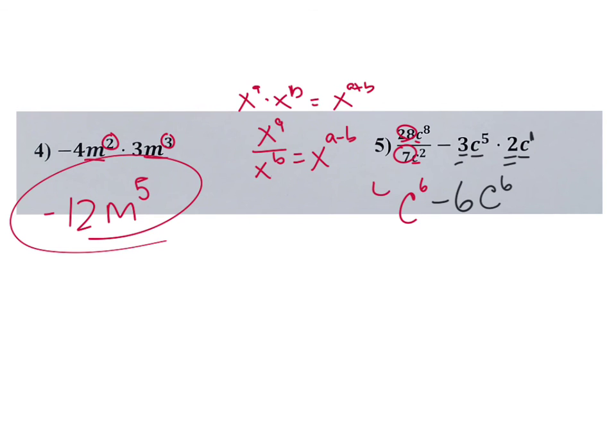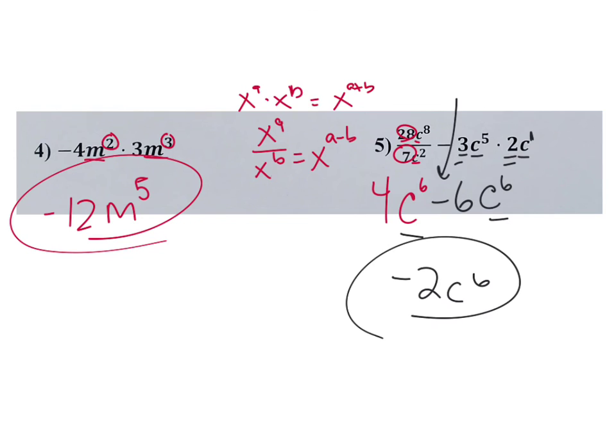28 divided by 7 is 4. We are subtracting now. Since we are subtracting, we do not change any exponents, and we can only put them together if they're exactly the same. They are. c to the 6, c to the 6, 4 minus 6, negative 2, c to the 6. That's the best answer.